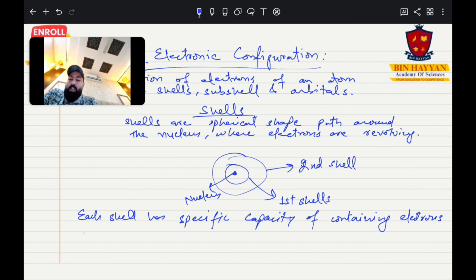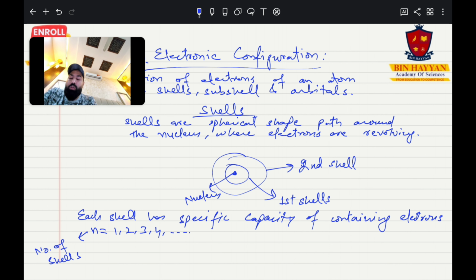There is a small n that is used for representing the number of shells, like 1, 2, 3, 4, and so on. These are the number of shells. The first shell is represented by K, the second shell is represented by L, third by M, fourth by N. These are the representations of the shells.